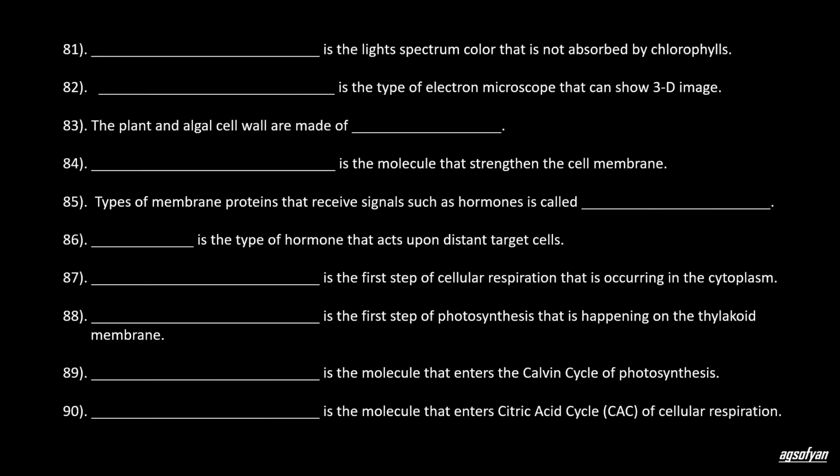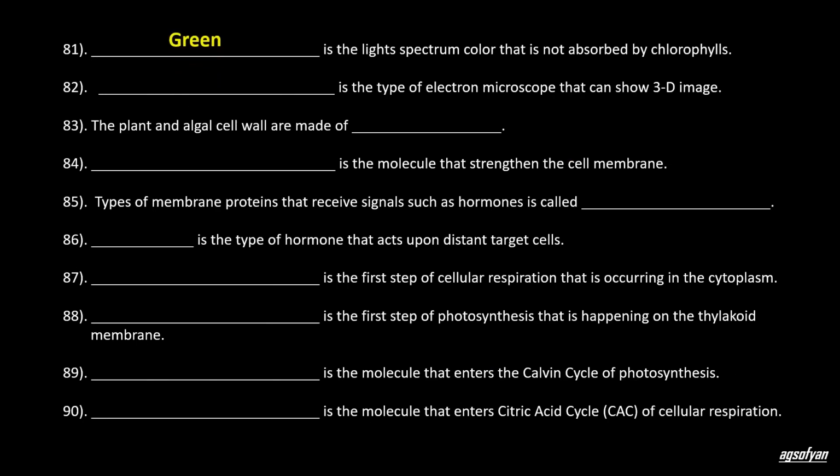Number 81 to 90 will be fill in the blank. Okay. 81. Blank is the light spectrum color that is not absorbed by chlorophylls. What is the answer? Yes, the answer should be green. The reason why we see leaf green is because the green color is reflected to our eyes. It is not absorbed by the leaf, by the chlorophyll.